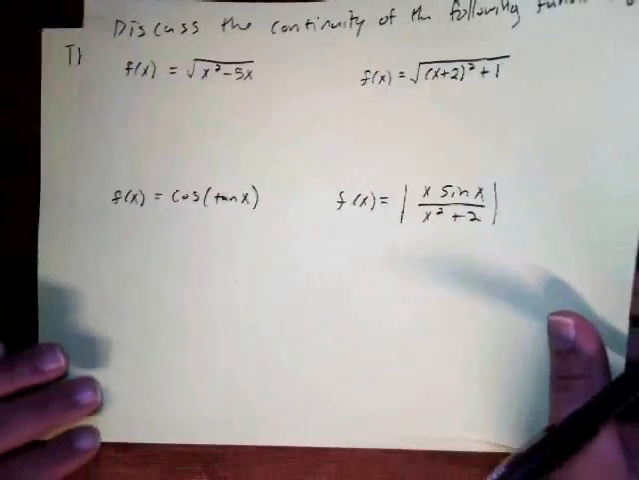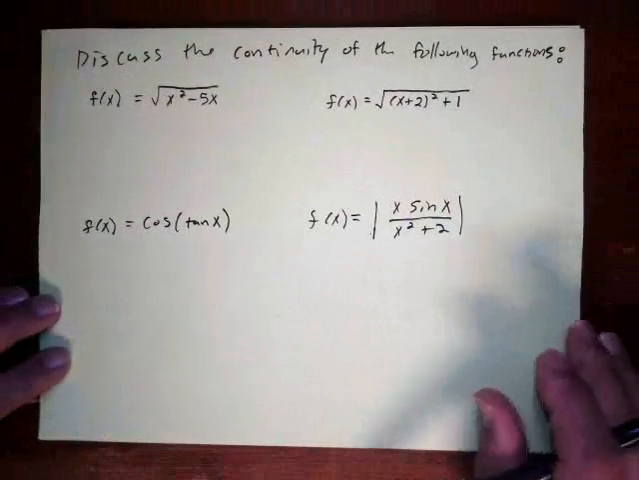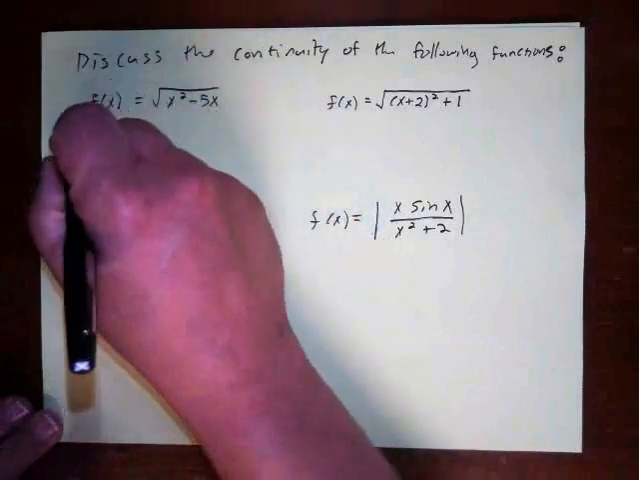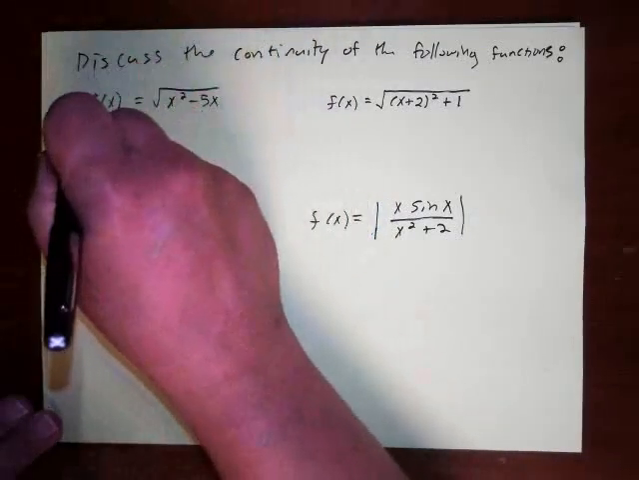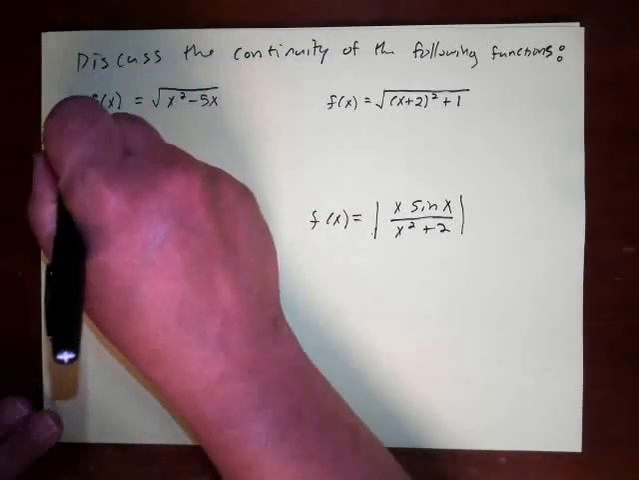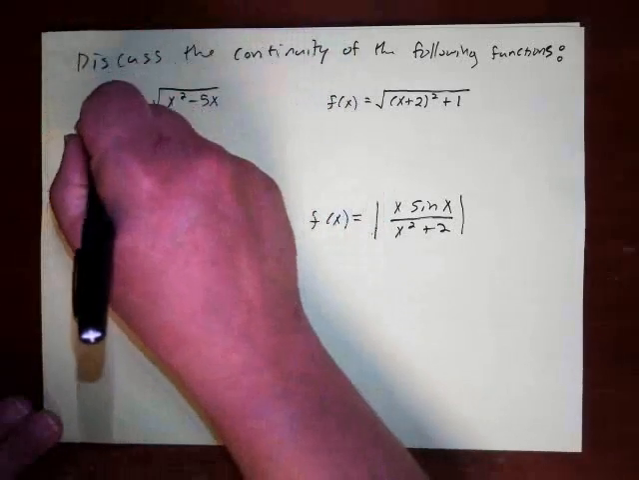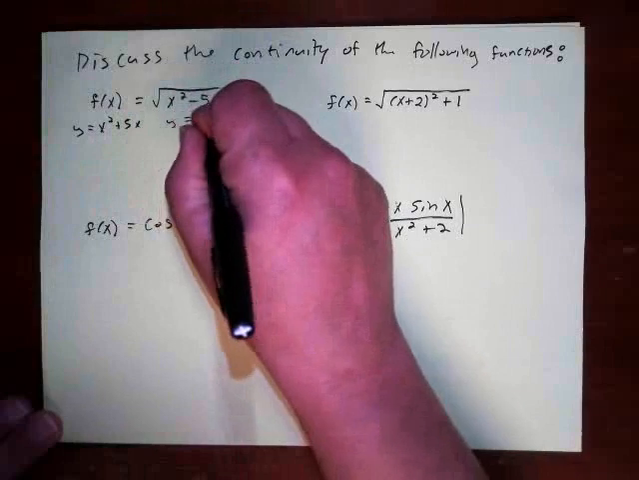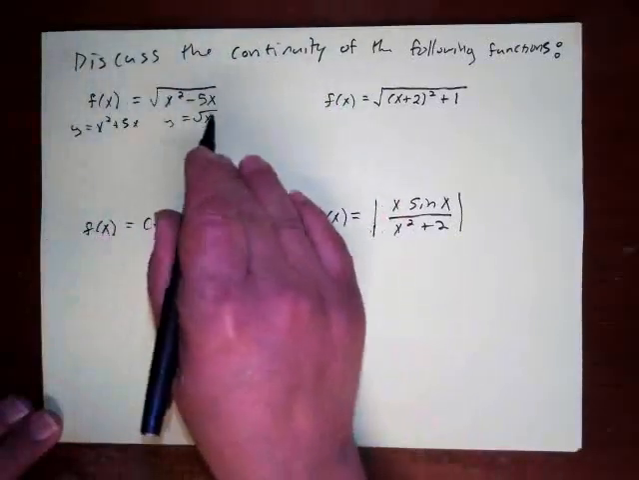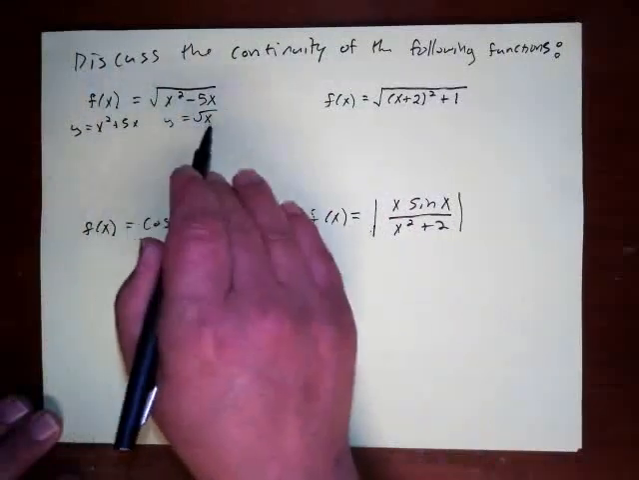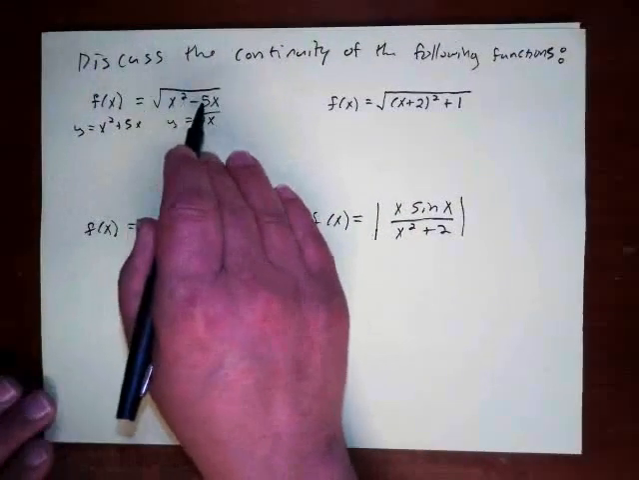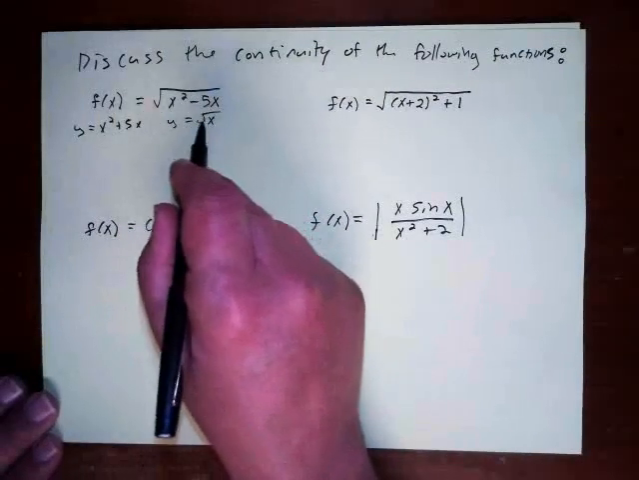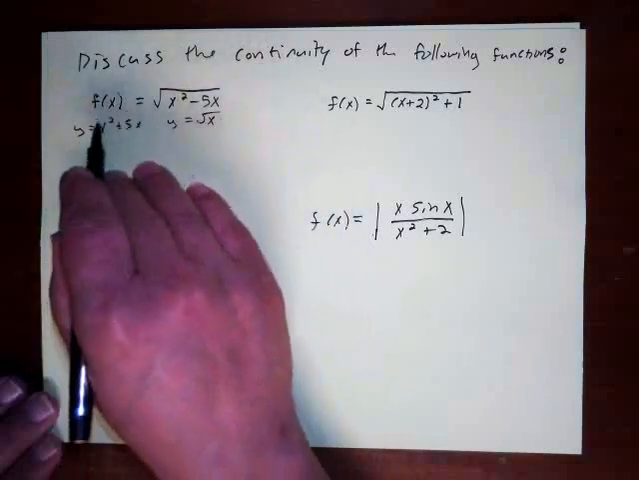So now let's use these here to discuss the continuity of the following functions. Okay, so this one is the composition of two functions, right? One of them, we could think of as being y equals x squared plus 5x, and one of those functions is just the square root of x. So it's like you're putting this inside of that. And so if both of these are continuous, right, then this will be continuous. But we have to be careful because this is only defined for positive values, right? The square root.